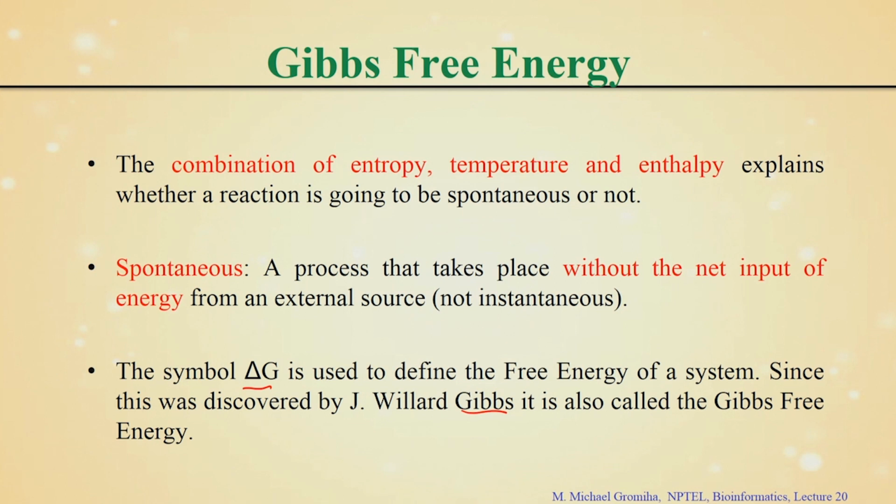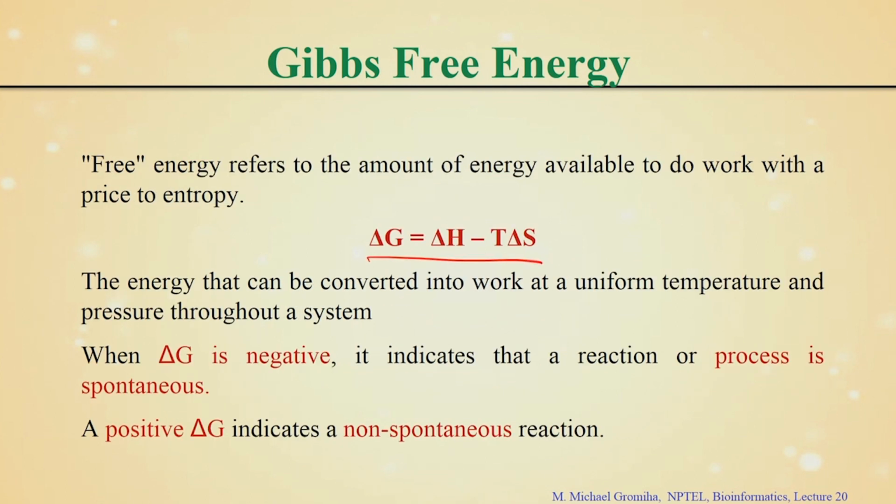We can combine the enthalpy, entropy, and temperature using the equation delta G equal to delta H minus T delta S. Why do we call this free energy? Because it is the energy available to do work at the expense of the entropy. Here this is the entropy of the system, and this is the enthalpy of the system. So, delta G is given as delta H minus T delta S. If delta G is negative, in this case the process is spontaneous, we can do work, and we do not need any extra energy to carry out the work.